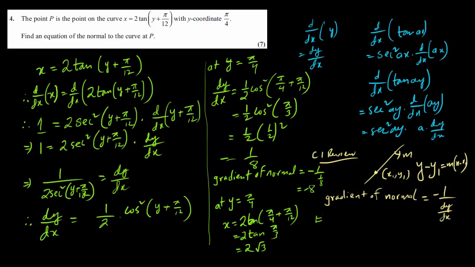So now the equation of the normal. So y minus y1, which is, no, let me correct this. Y is pi by 4, so this will be y minus pi by 4 equals m, which is minus 8, times x minus x1, which is x minus 2 square root of 3. So that's the equation. Now if you want to simplify it, you can, but in this particular question they didn't say that you have to give the answer in a particular format or simplified, so keep it this way, it's alright.